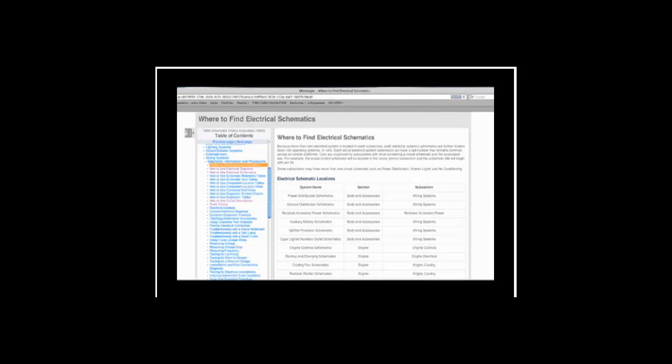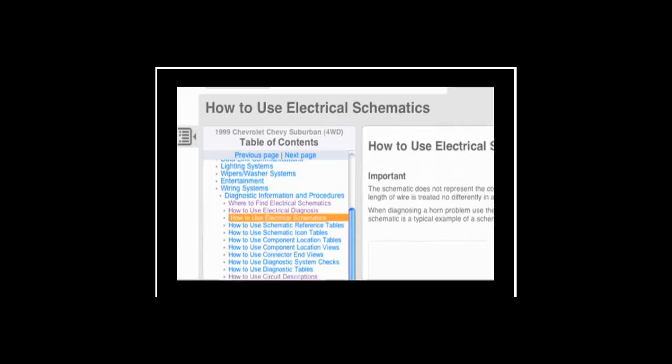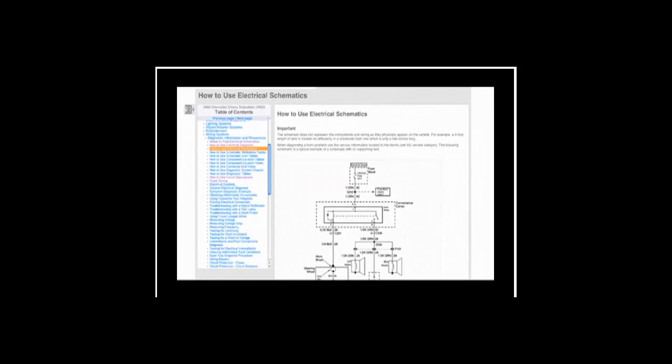In the GM how-to section, if I went to where to find electrical schematics, you'll notice all I did was type in air conditioning, and I'm looking for specific information on schematics within GM. On the table of contents, you have electrical schematic locations. In this one, we have how to use electrical schematics, and of course, General Motors just has a reference there for a horn circuit as an illustration, as an example. Shown there, we have connector end views, information about circuit descriptions.